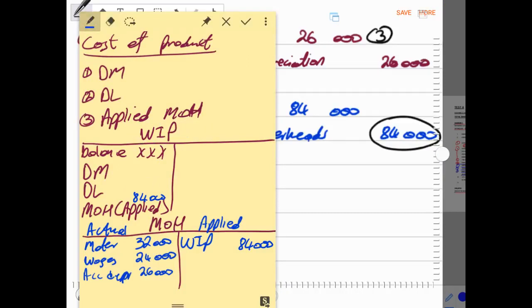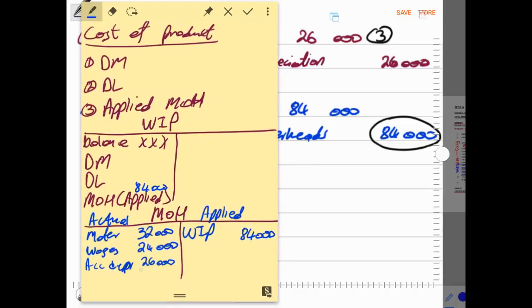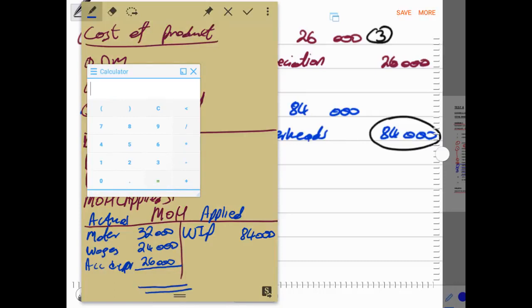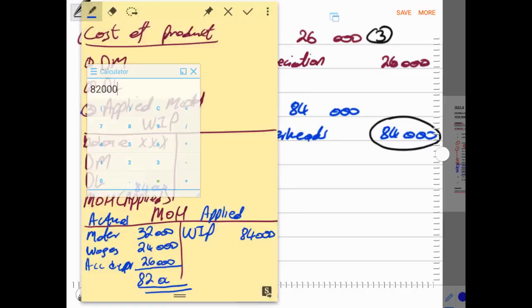So now, after you have done this, you don't have to do this in a ledger account. Then you first have to say, how much are the total actual manufacturing overheads that were incurred? Let us calculate that total. So there was 32,000 rands, plus 24,000 rands, plus 24,000 rands, and we plus 26,000 rands, and this gives us 82,000 rands. So now we can see that the total of the actual manufacturing overheads was 82,000 rands.